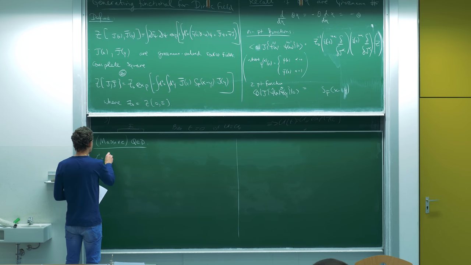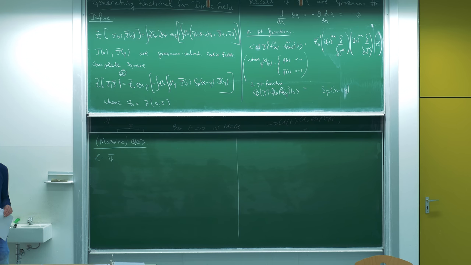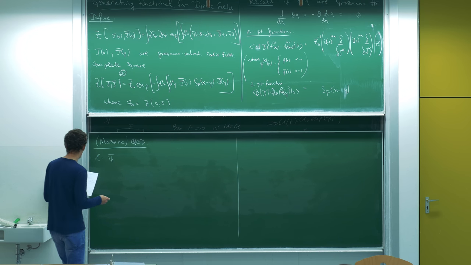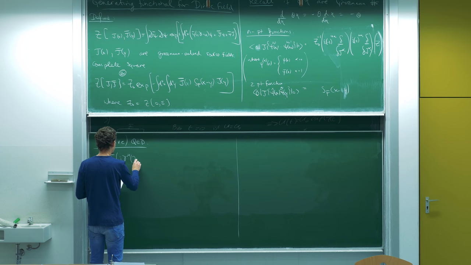Now, we're not going to do QED yet, proper QED, because we haven't done gauge theory. And I'd prefer to do gauge theory first before we do QED, so that you see things in the correct order. However, there's a way to do something that looks very much like quantum electrodynamics, and that's called massive quantum electrodynamics.